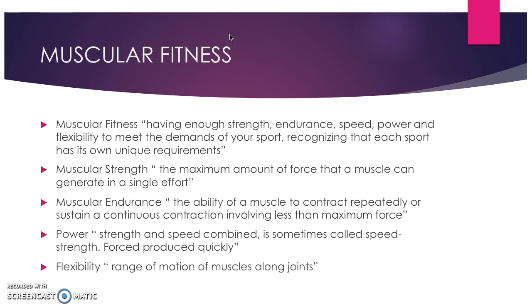We look at muscular fitness as having enough strength, endurance, speed, power, and flexibility to meet the demands of your sport, recognizing that each sport has its own unique requirements. Muscular strength is the maximum amount of force that a muscle can generate in a single effort. Muscular endurance is the ability of that muscle to contract repeatedly or sustain a continuous contraction involving less than maximal force. Power is strength and speed combined. It's sometimes called speed strength, force produced quickly. The one thing between power and strength is that power is the ability to overcome a distance in a fast motion. Flexibility is range of motion among the muscles and the joints.